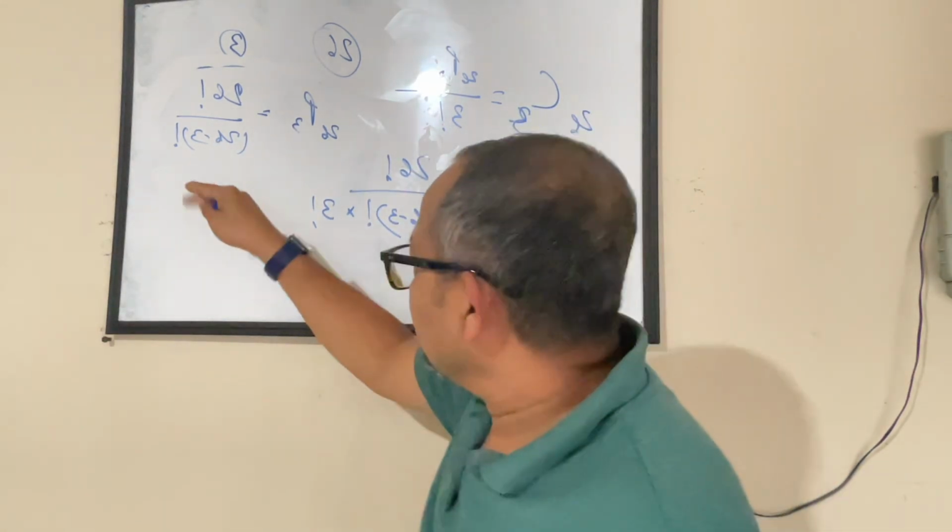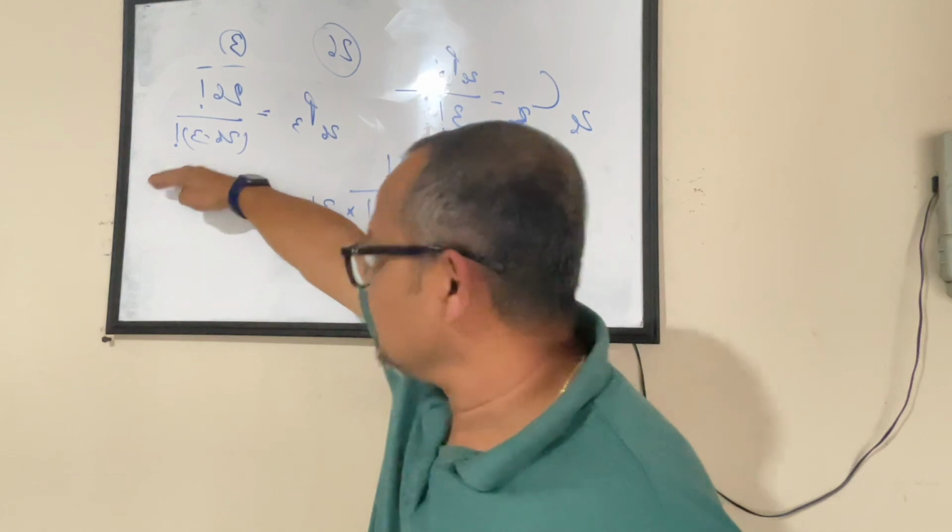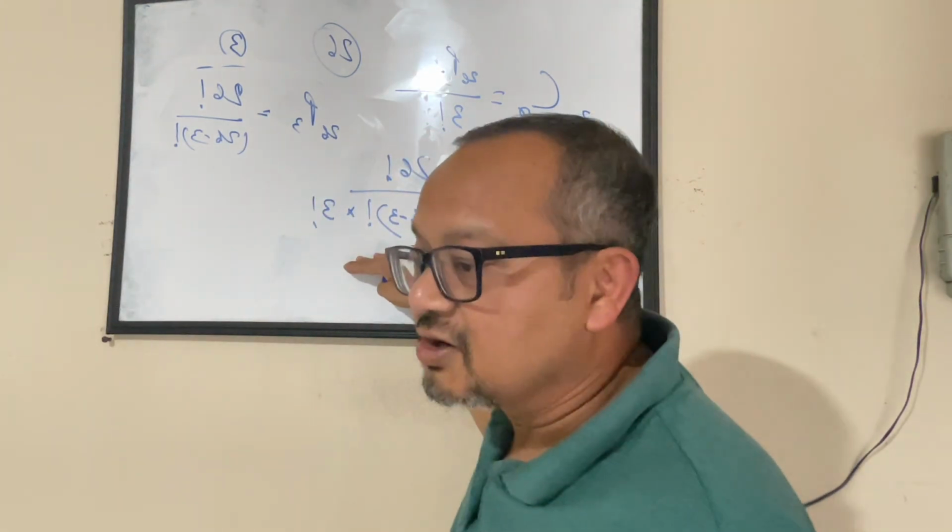So this is permutation, where the order matters. This is combination, where the order doesn't matter. It's just the unique combination that matters.